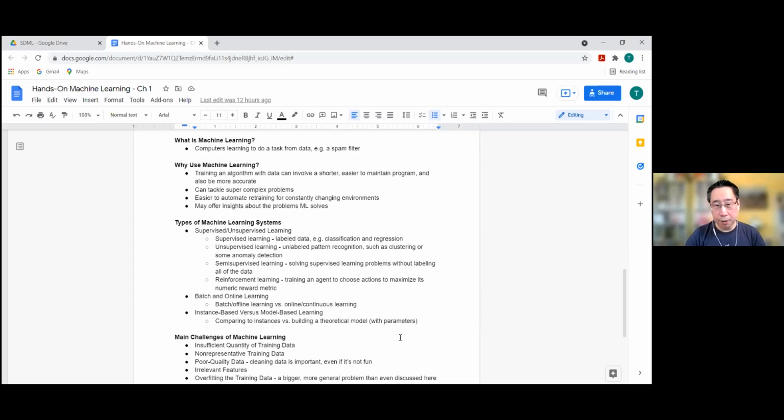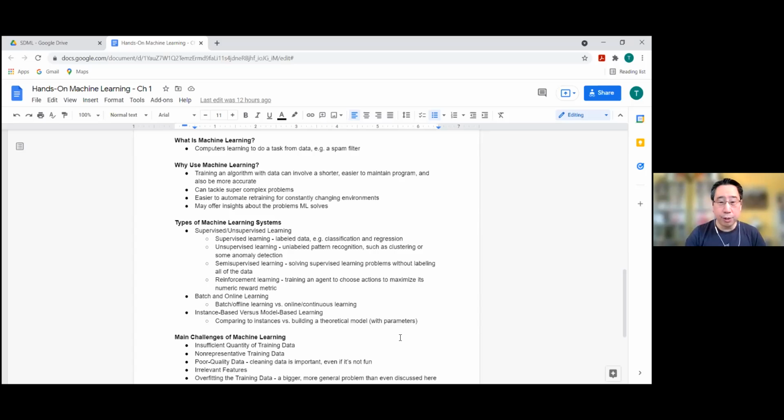And the counterexample that the authors give is, if you had a really big hard drive and you just simply downloaded a copy of Wikipedia onto your hard drive, that would not be machine learning because it's not actually doing a task with all that data. It'd be a lot of information, but it's not actually learning how to do something better.